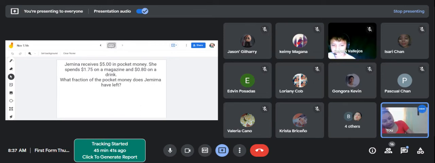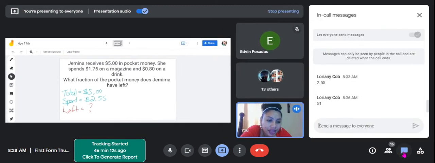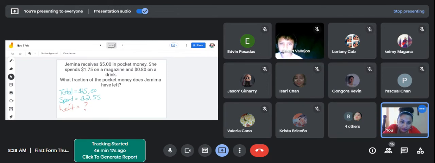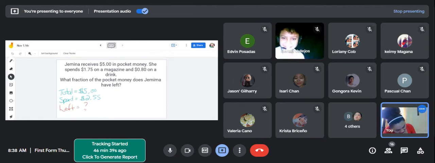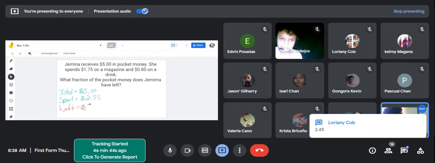So let's review. The total she had, $5. Then she spent $2.55. Right? That is what we know so far. Now they're saying, how much does she have left? How much money does she have left? We have to subtract 255 out of the $5. Very good. And how much does that give you? $2.45. Very good.